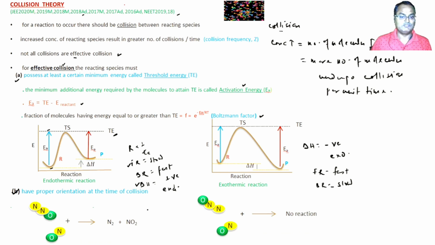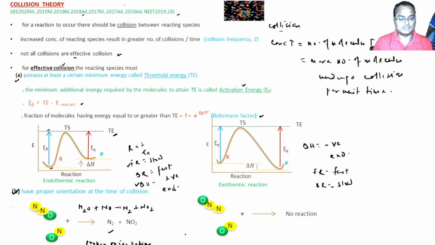See here, we have a reaction here. There is a reaction between N2O and NO, nitric oxide, and the formation of products, this is N2 and NO2, right? See here. So in this case we see the oxygen atom directly collides with the nitrogen atom. So this is a proper orientation of collision. So in this case there is formation of product. It means that it results in formation of products. So this is proper orientation.